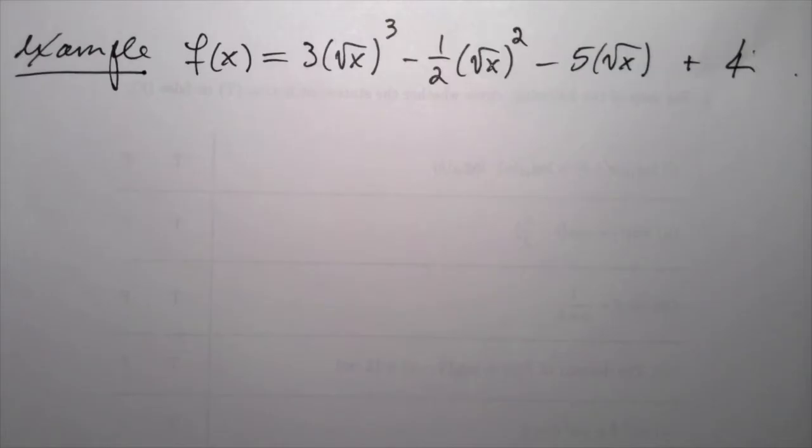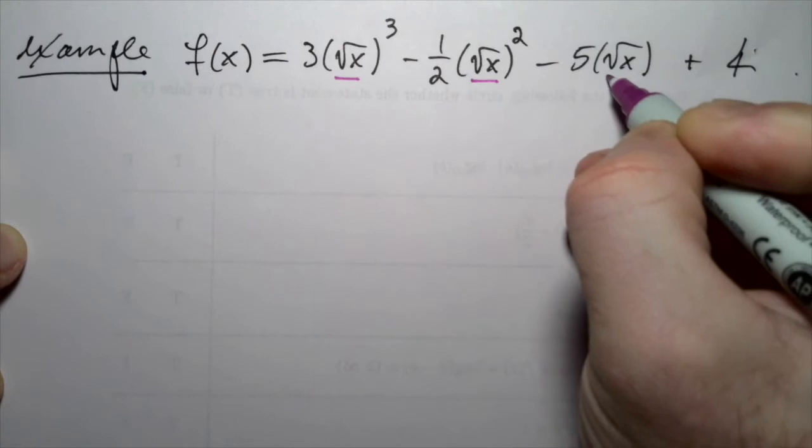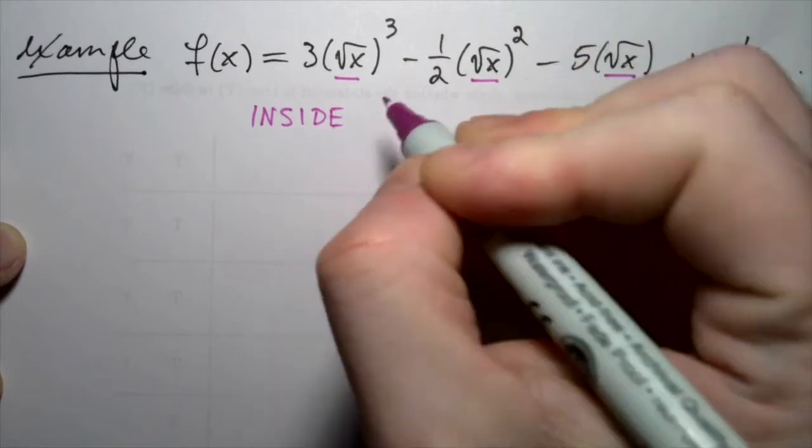Next example, let's take the derivative of f of x, which is 3 times the square root of x cubed minus 1/2 times the square root of x squared minus 5 times the square root of x plus 4. Now this is a really strange looking function. We wouldn't really come across this in nature, but I've written it in this way because I want to emphasize how this square root of x term is popping up 3 different times. That's going to be the inside function for the chain rule in this case. Each single copy of the square root of x on its own is the inside function. That can happen. You can have the inside function occurring multiple times.